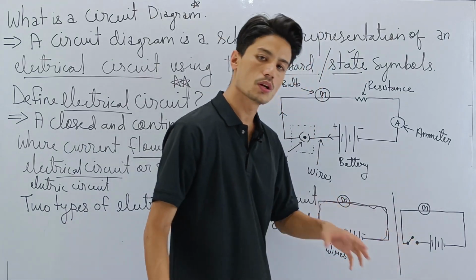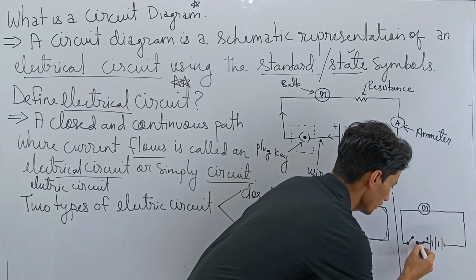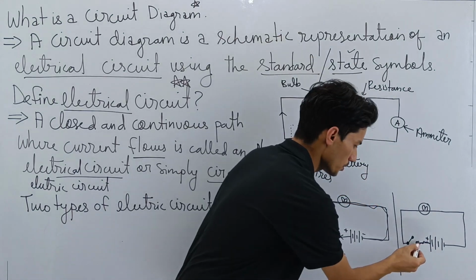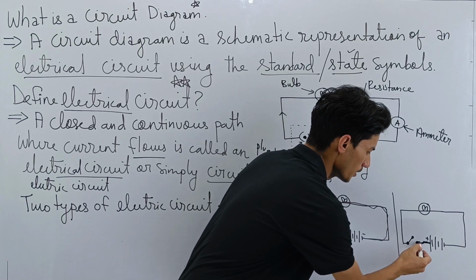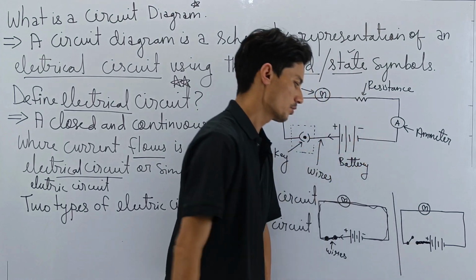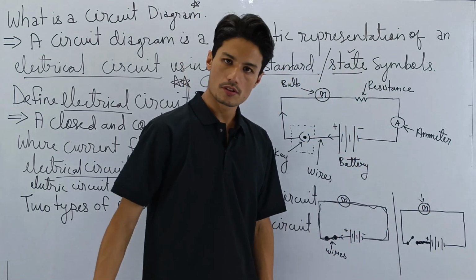Whereas if you go here, this is called open. Charge comes up from here, goes here, but then has nowhere to go, so it will go back again. Charge can only move till here, and then it goes back. So this is called open. Current will never reach here, so the bulb will never glow.